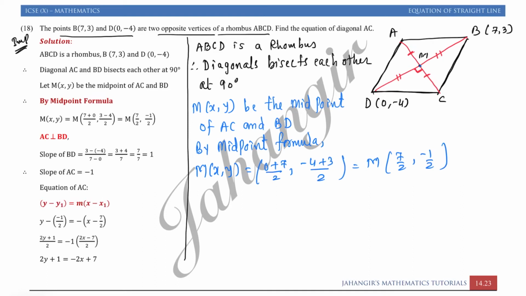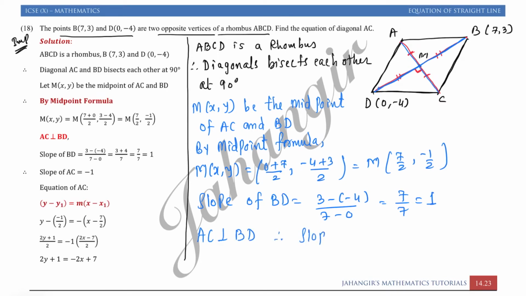Now we know AC and BD are perpendicular. We know the coordinates of BD. So we will find the slope of BD, and the slope of AC will be the negative reciprocal of it. So we can say slope of BD is equal to y2 minus y1, 3 minus of minus 4 upon 7 minus 0, that is 7 upon 7, which is equal to 1. So AC is perpendicular to BD, therefore slope of AC is equal to minus 1 because it is the negative reciprocal.